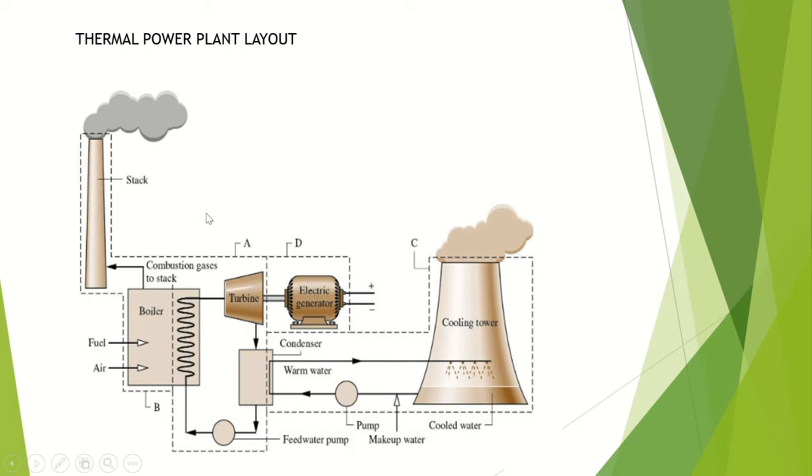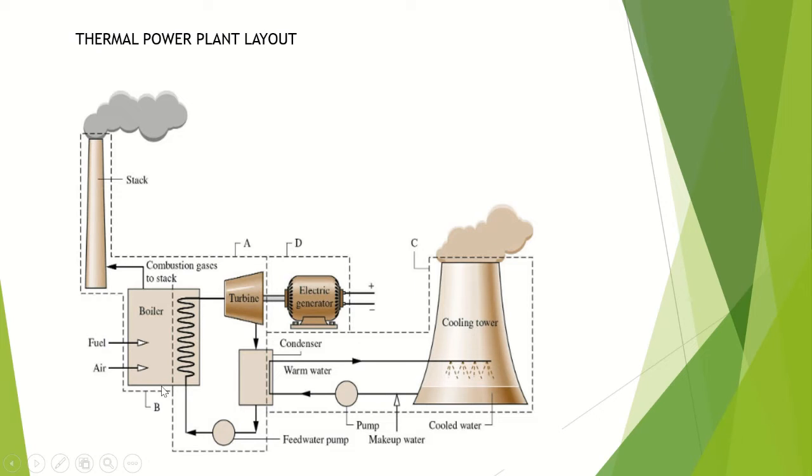This is the typical thermal power plant layout. In this thermal power plant, the boiler is fed with coal, and an air intake is also there for proper combustion. So fuel and air are supplied to the boiler. Two types of boilers are used in the system: the fire tube boiler and the water tube boiler. In a fire tube boiler, the flue gases are inside the tubes and the water is outside. This is called a fire tube boiler.